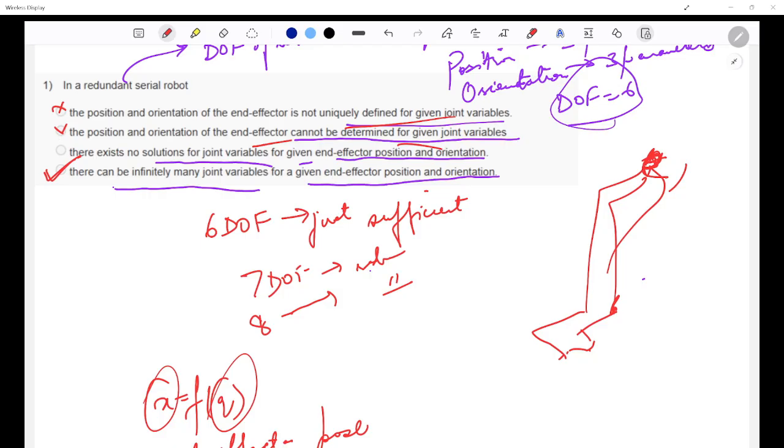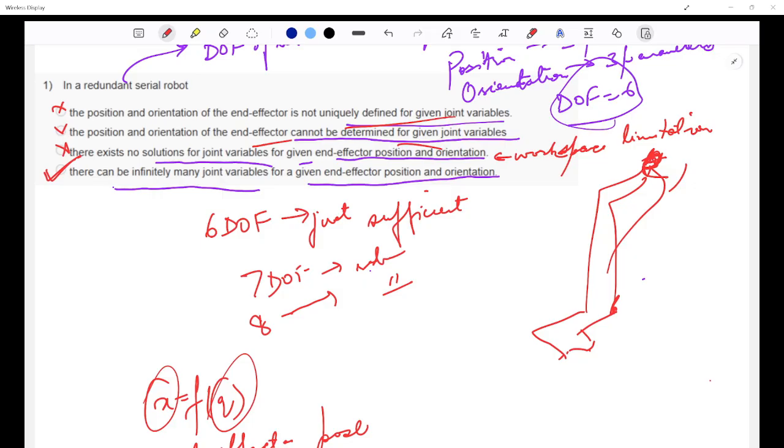And the third option we have: there exists no solution for the joint variables for given end effector position and orientation. This describes a workspace limitation, and it is not redundancy. For example, the target is outside the robot's reach, but redundancy actually means more solutions exist, therefore this is also incorrect. Okay, the best example is definitely our human hand. A non-redundant robot has a unique joint solution, a redundant robot has infinite joint solutions.